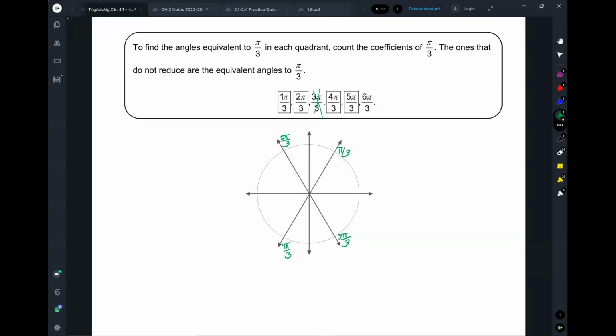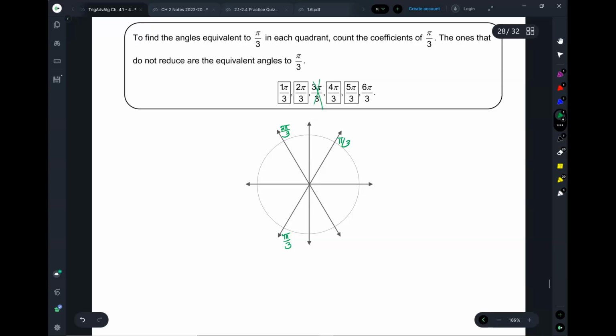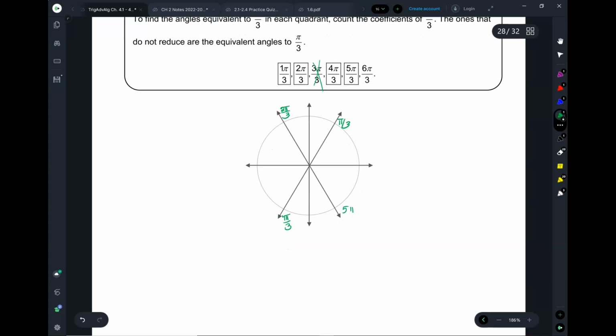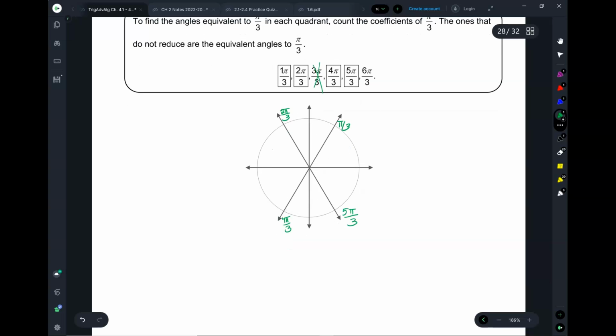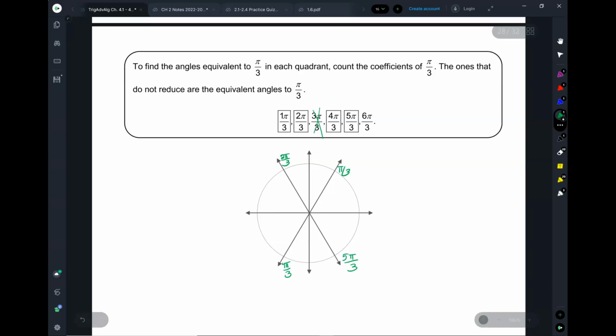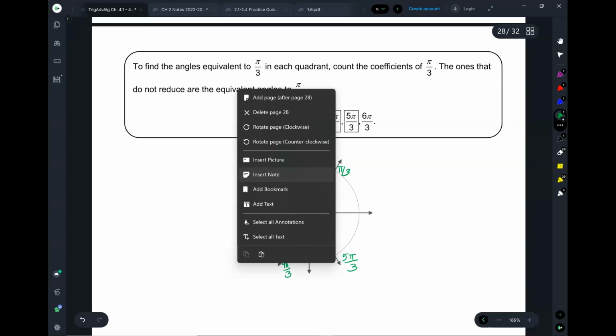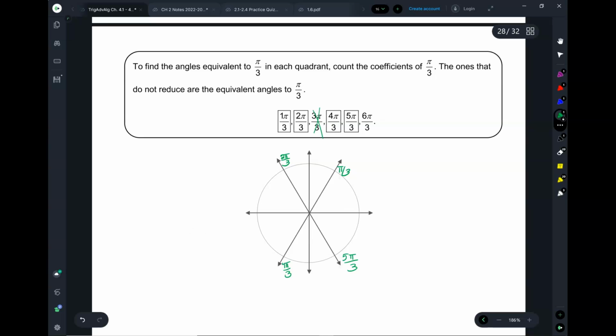Why wouldn't the 2 pi be right next to the 1 pi? Why did you skip it? Because it's 1 pi over 3, then 2 pi over 3, the next one over. So why wouldn't it be in the first quadrant is what you're asking, right? Because it's the next one over.